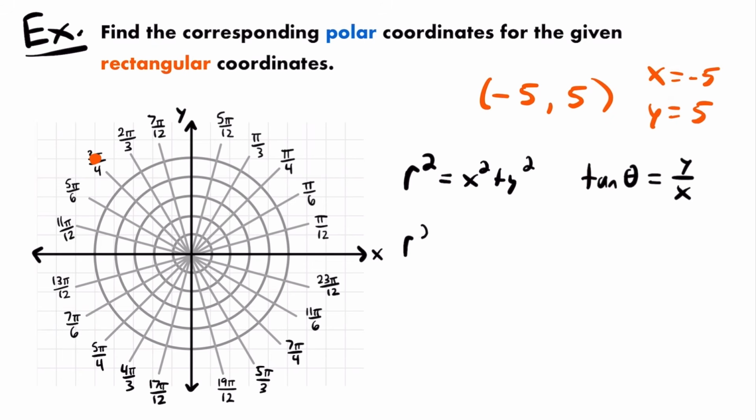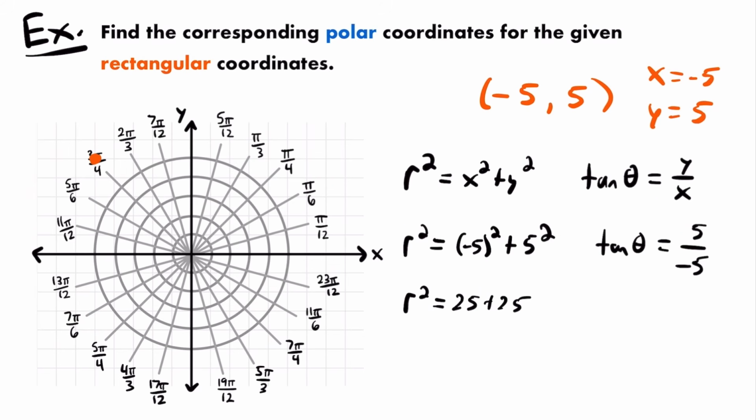Okay, so let's use the values of x and y that we have here to solve for r and theta. We will have that r squared is equal to negative 5 squared plus 5 squared, and that tangent theta is equal to 5 divided by negative 5. Now, negative 5 squared is 25, and 5 squared is also 25, so r squared is equal to 25 plus 25, but that's just equal to 50, so I'm going to erase that, and we'll have r squared is equal to 50. And then for this equation, 5 divided by negative 5 is negative 1. So we have tangent theta is equal to negative 1.